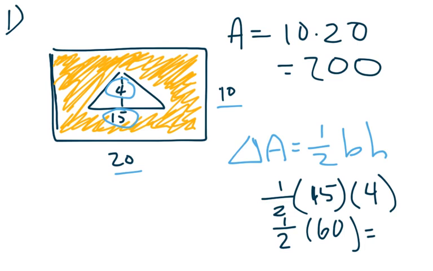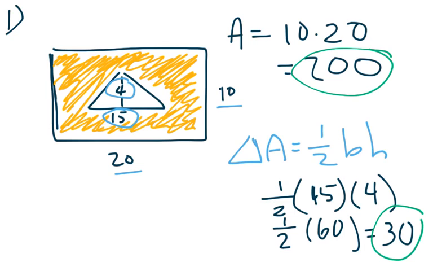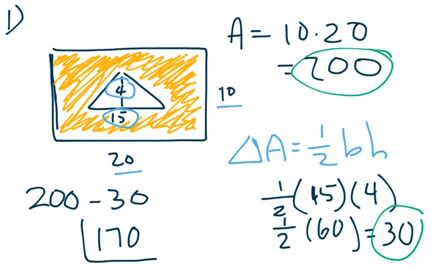2, and that's 30. So in order to find the area of just the shaded region, the yellow part, we're going to subtract the area of the triangle from the area of the rectangle. So we are going to say 200 minus 30, and that is 170. So this is your answer.